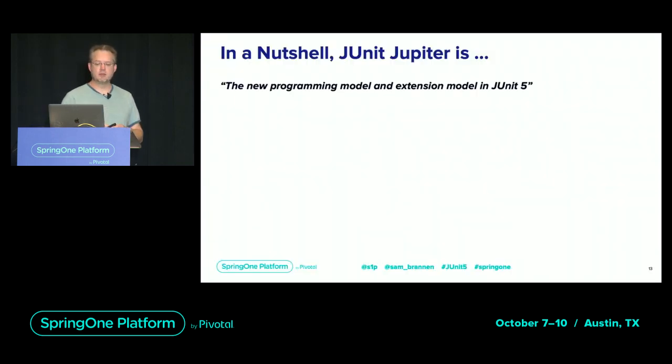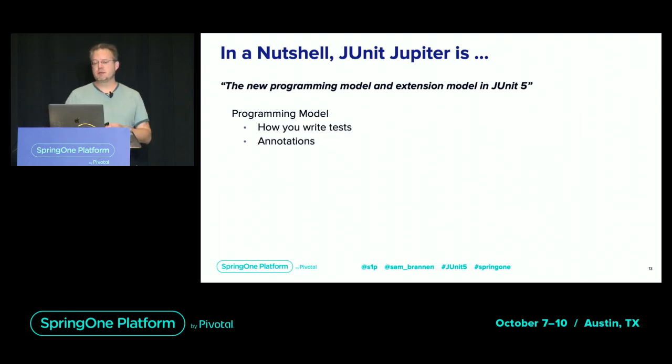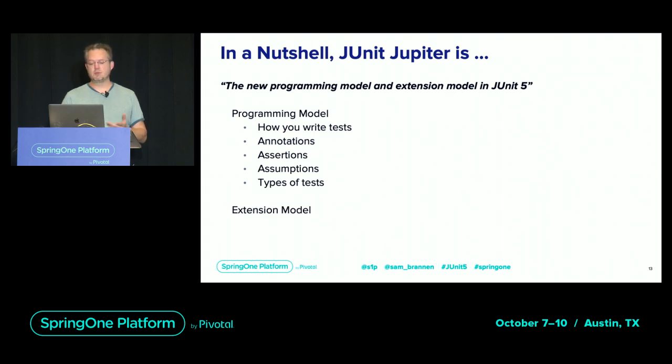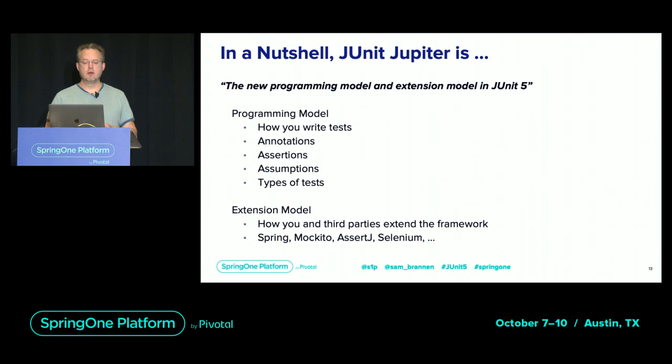In a nutshell, it's the new programming model and extension model in JUnit 5 to replace JUnit 4. The programming model is how you write your tests: the annotations you use, assertions, assumptions, things like that. And the extension model is how you and third parties can extend the framework to add additional functionality. So frameworks like Spring, Mockito, AssertJ, Selenium, etc.